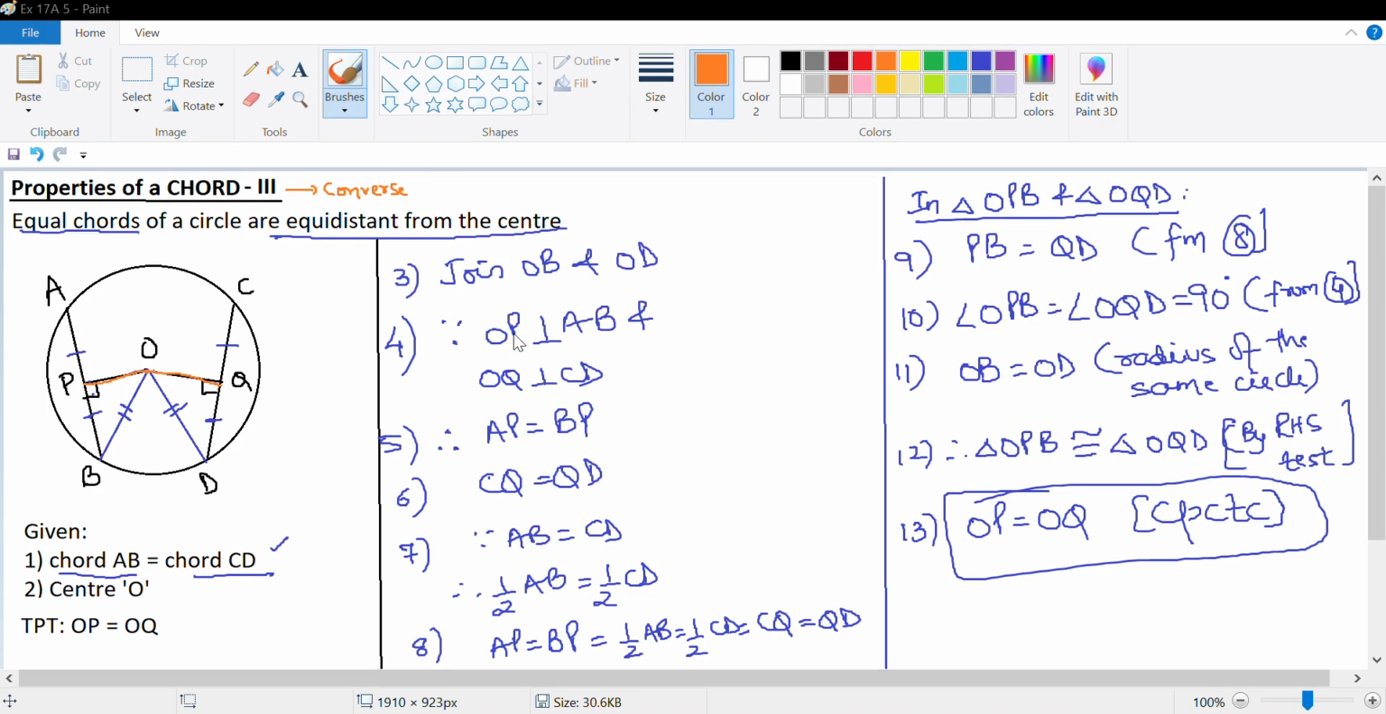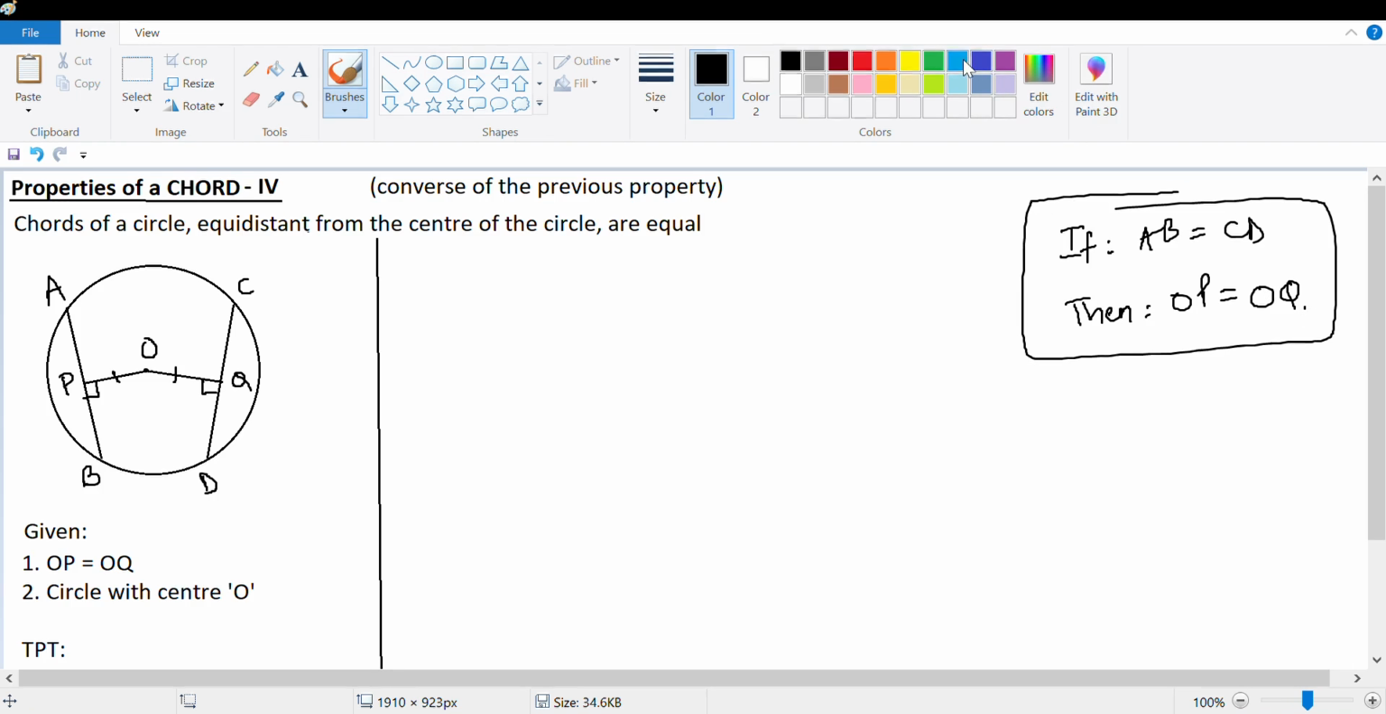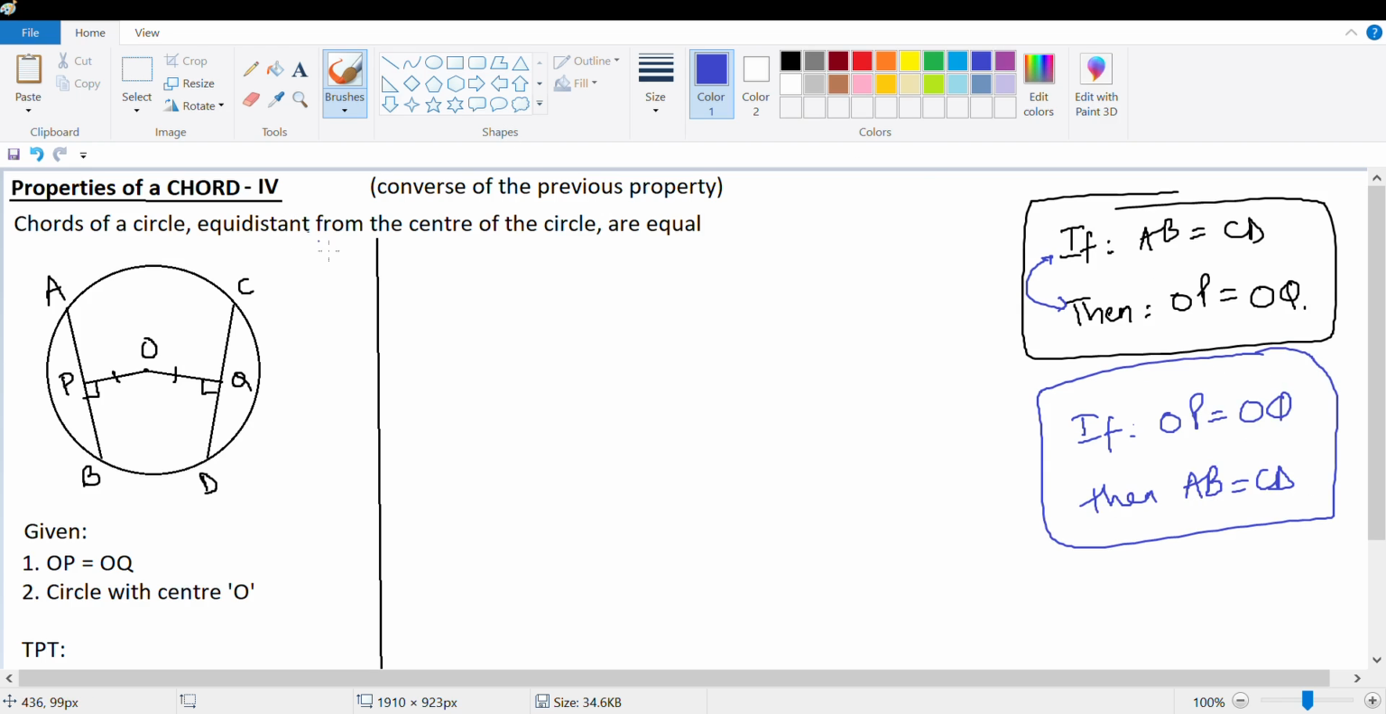Let me just open the new file, and here we are. So this is the converse of the previous property. In the previous one, what was given was if AB is equal to CD, then we got OP is equal to OQ. In this case, it is reversed. So if OP is equal to OQ, then AB will be equal to CD. What it means is if two chords of a circle are equidistant from the center, then they are equal. So AB is equal to CD.